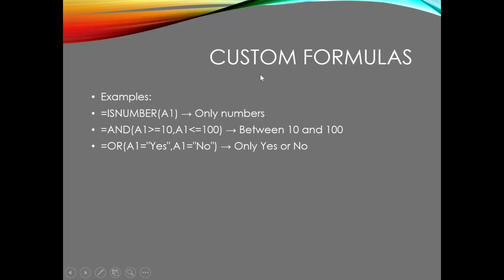Then a custom formula, for example ISNUMBER. I already taught you previously ISNUMBER and ISTEXT, to check whether it is a number or text. It always returns a Boolean expression, and there are logical operators AND, OR, NOT. For example, A1 greater than 10 and A1 less than or equal to 100, between 10 and 100, or A1 yes or A1 no, only yes or no. With AND, both conditions should be true; with OR, either one is enough.